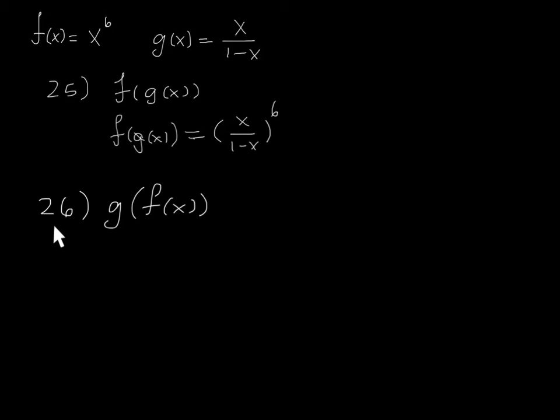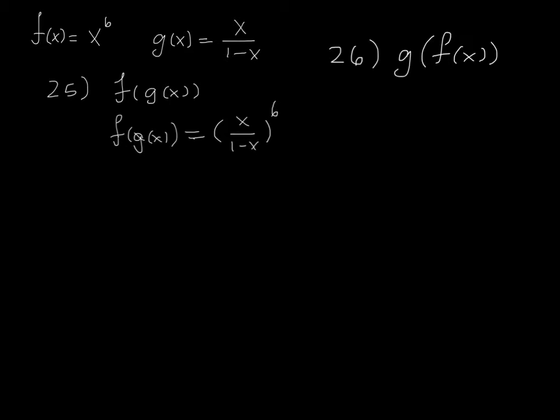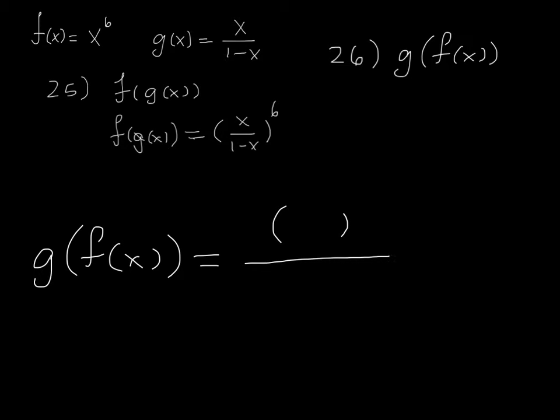Now, to do 26, we have the composition but in reverse order. The inside function is the f and the outside function is the g. Let's look at what these look like when put next to each other. So, as before, I like to start by writing the outside function, leaving a big open parentheses where the x's used to be. So I'll have x over 1 minus x. Notice, rather than writing x, I leave a big open spot so that I can fill in the entire f of x function. And this leaves me with x to the 6th over 1 minus x to the 6th.